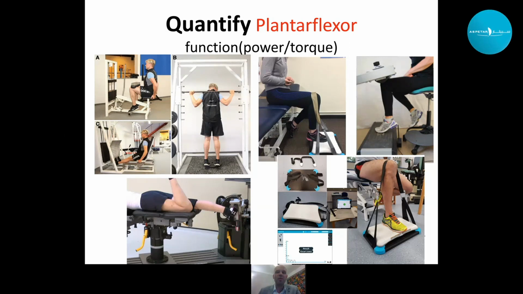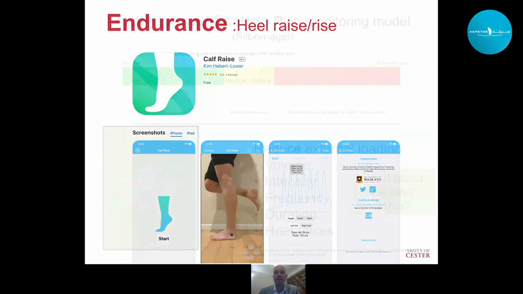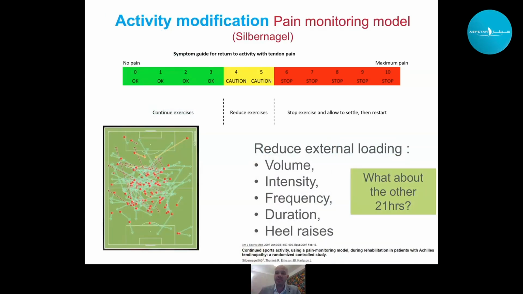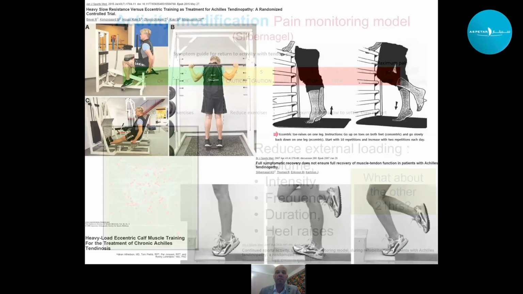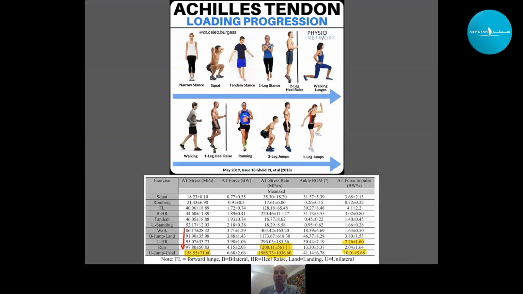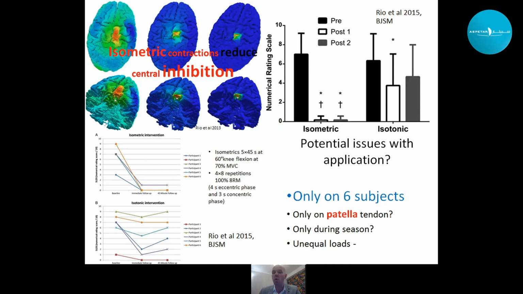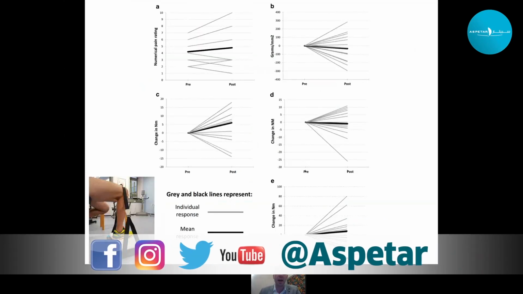So we want to quantify strength. We can use a variety of measures to do so. Consider the pain monitoring as we go through. And rehab doesn't seem to matter what we do. We can do a whole variety. It all comes out in the same format.